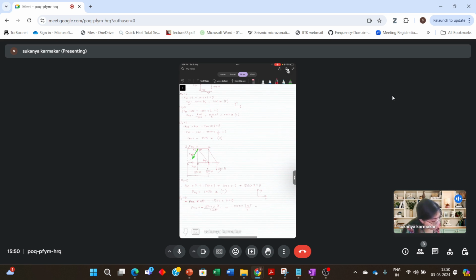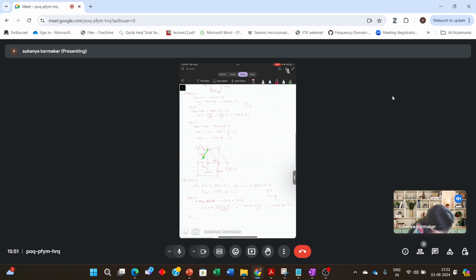So this comes out to be 1500 into 3 into 5 divided by 4. So it comes out to be minus 5625 pounds, minus meaning the force is compressive in nature.